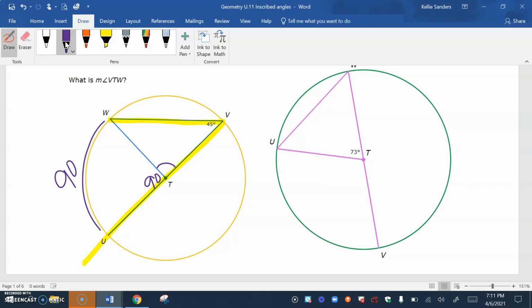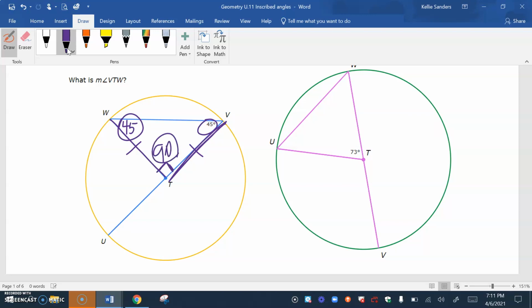And I was making this way too hard. I just realized something. Let me back up. I was getting there, but this is even a better way. This is a radius because it goes to the center. This is a radius because it goes to the center. I just made an isosceles triangle. And if it's an isosceles triangle, then the base angles are the same. So if this is 45 and this 45 and all of them add up to be 180, then this is going to be 90 because 45 plus 45 is 90 and 90 plus 90 is 180. So this answer is 90.